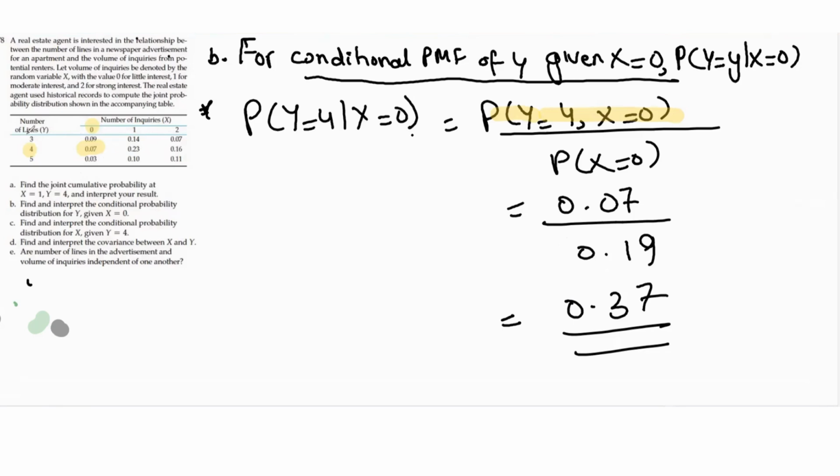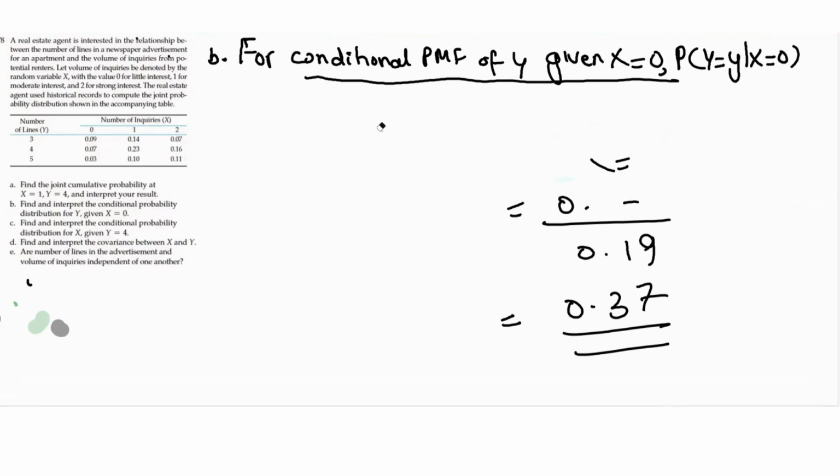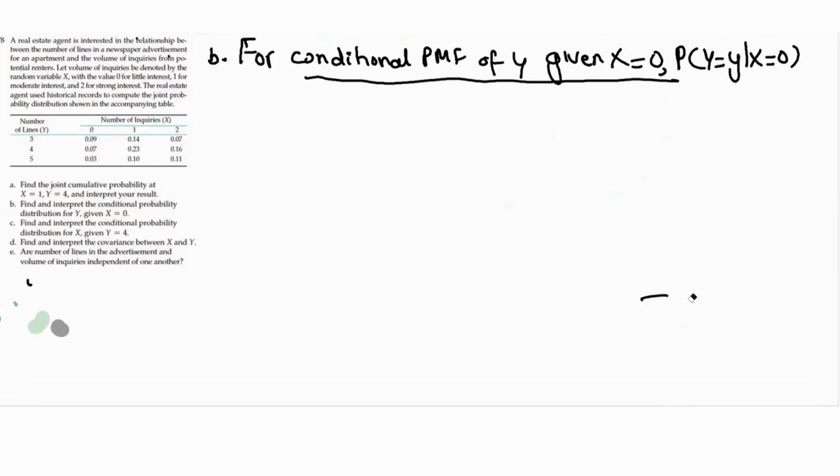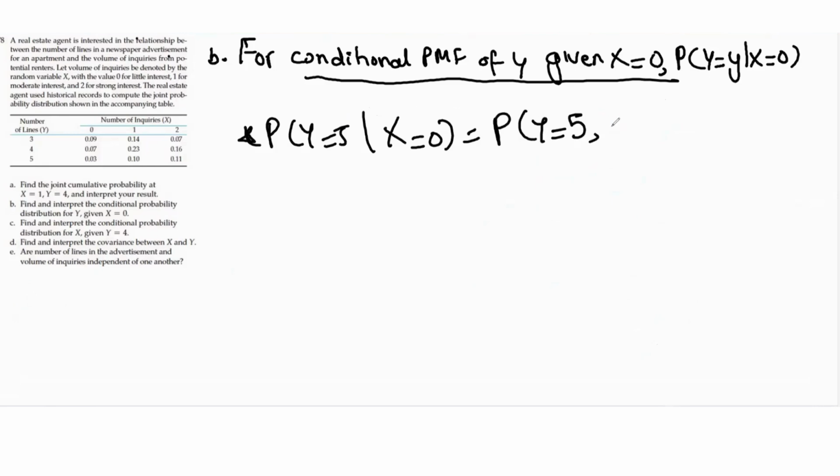So now we're done with finding the probability y is y given x is equal to 0 for y is 3 and y is 4. Now we're just left with y is equal to 5, right? Now let's do it for y is equal to 5. So now we want to do the same thing for y is equal to 5. Now the probability y is 5 given x is equal to 0. Again apply the definition of conditional probability. This is the probability y is 5 and x is 0 divided by the probability x is 0.